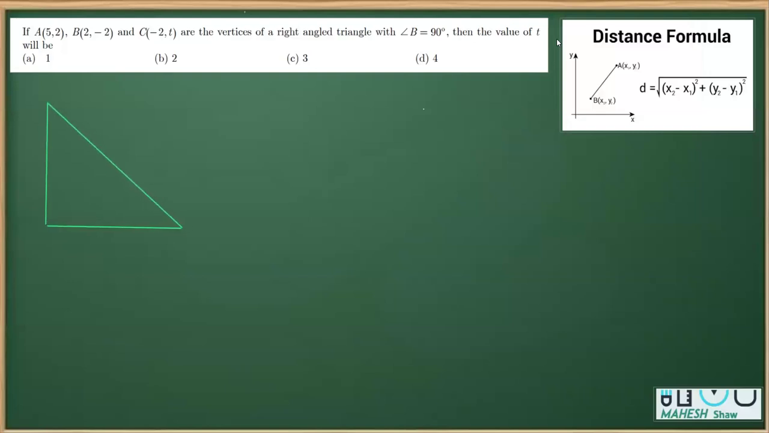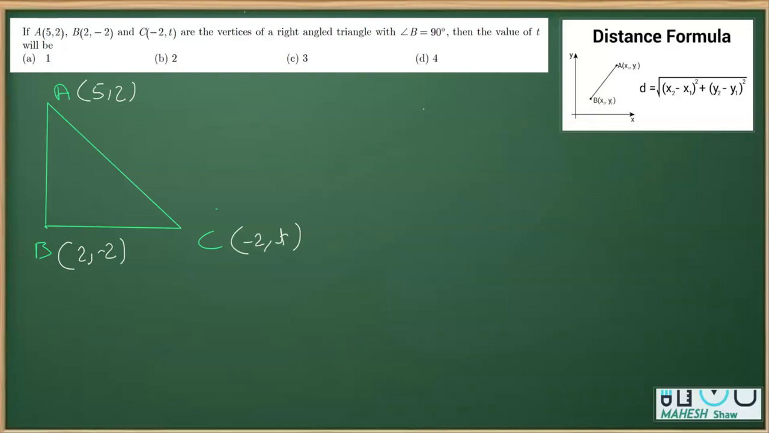So we made a right angle triangle here, and this point is B. I have to take this as B and this as A, and C can be written in any order. We are given the coordinates of A as I can see in the figure: A is (5, 2), B is (2, -2), and C is (-2, t).